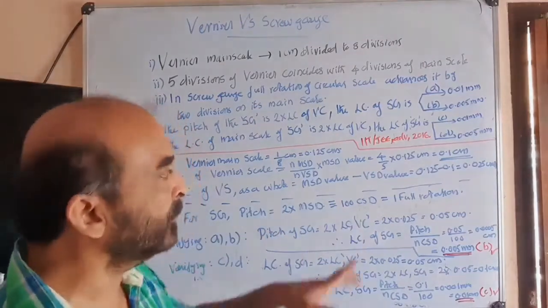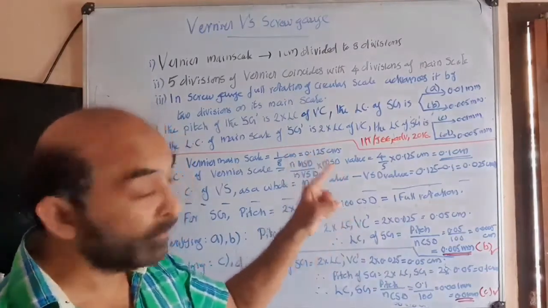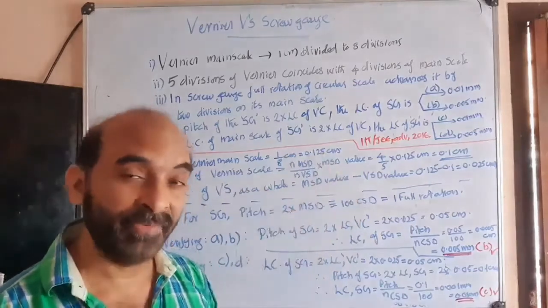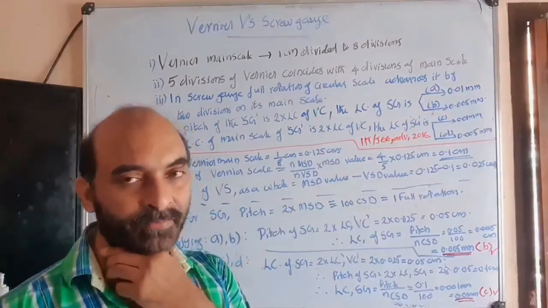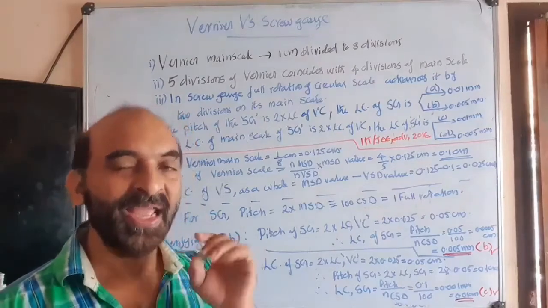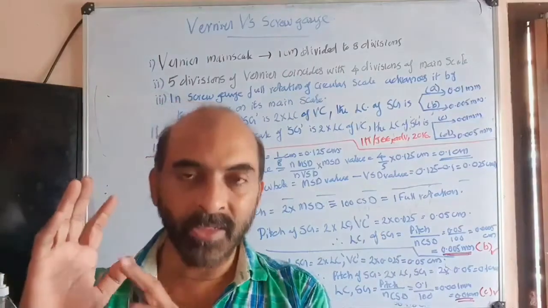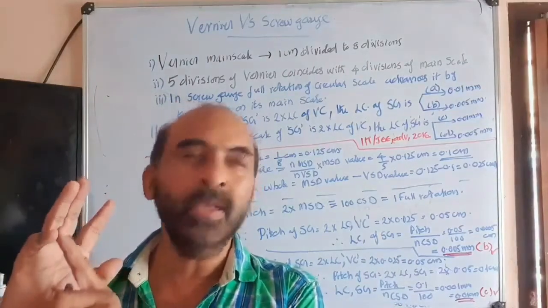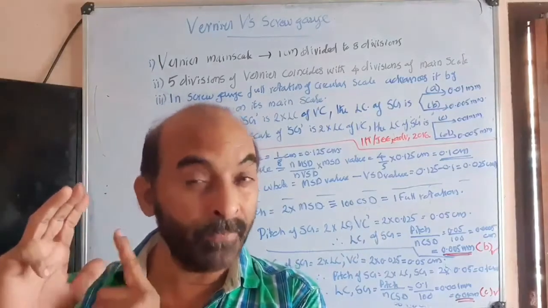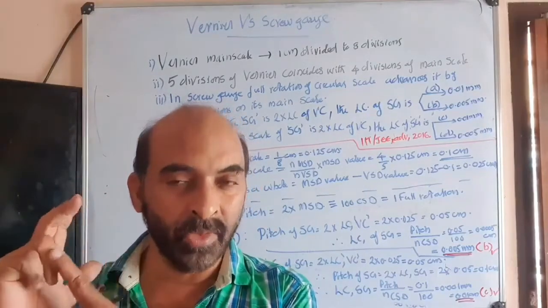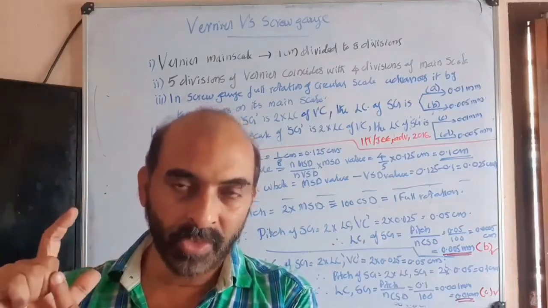This is an IIT JEE Advanced question from 2016, somewhat recent, and here more than one answer can be correct. This problem involves the vernier calipers: the least count of the main scale, the least count of the vernier scale, and the least count of the vernier calipers as a whole.